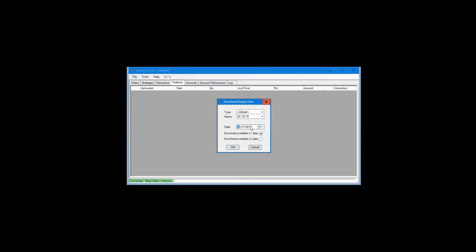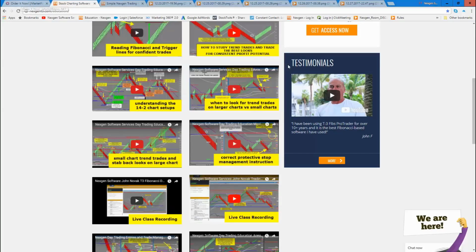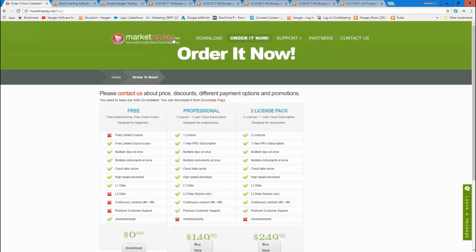And you can literally in just a minute or two download a week's worth of data. If you've got software and you've had software for a while and you want to be a little more fancy, you can go in. There's a little service called marketreplay.net. You can visit their website.